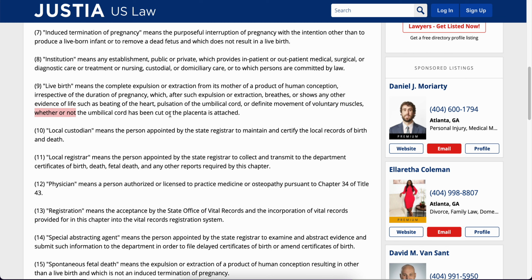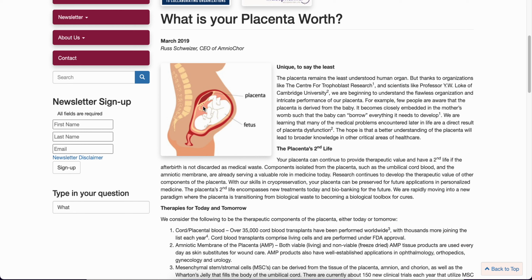Or whether or not the placenta is attached. So whether they took the placenta apart from the rest of the umbilical cord and the baby or not, it's still a live birth. So all of that is a live birth. All of that collectively is a live birth, whether it's connected or not. Okay? Remember, we're going back to that. Here's a little picture of it. That's the baby, the umbilical cord, and this is the placenta. All that together is a live birth if it's born.